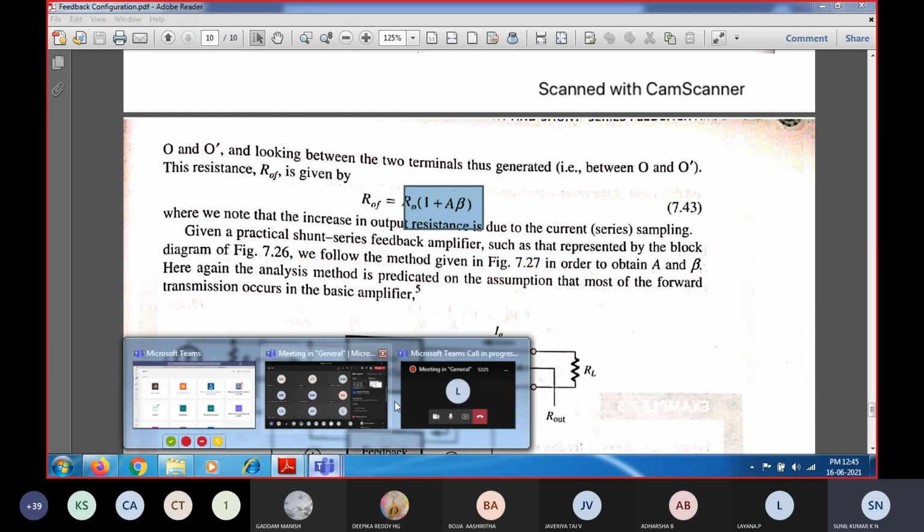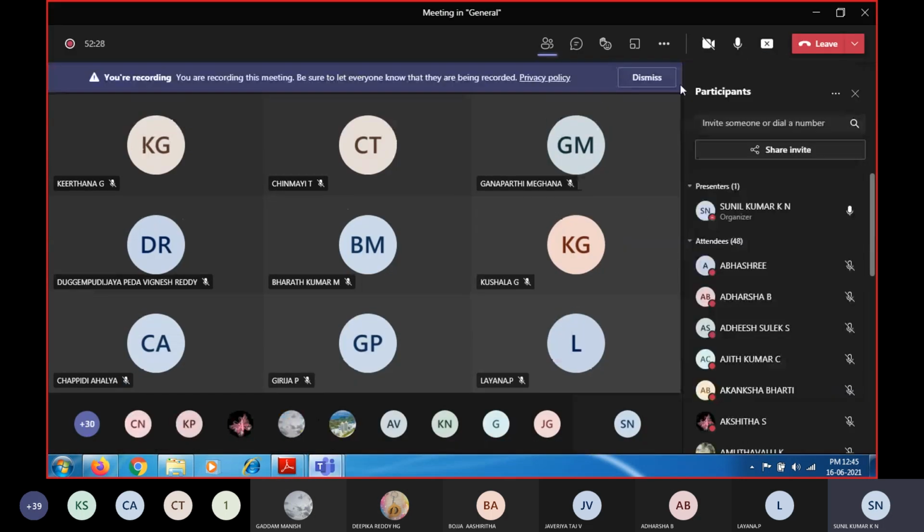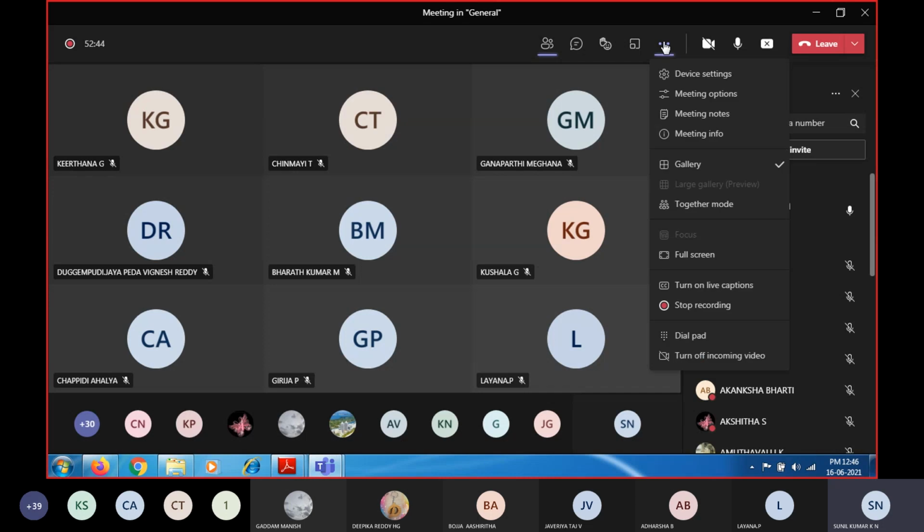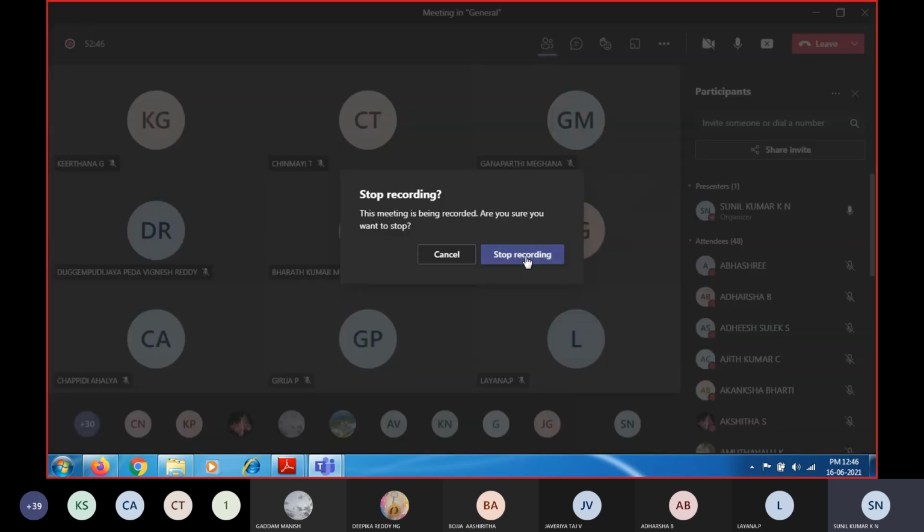Based upon this theory, with different configurations we are able to control the gain. This is about the four different configurations, and how employing the feedback network is going to control the input and output impedance. With this I'll just conclude today's class. Any doubt?